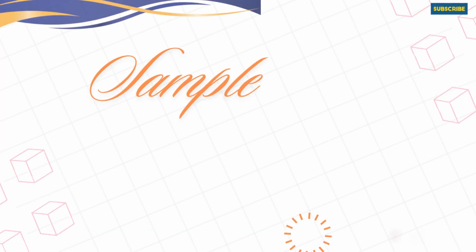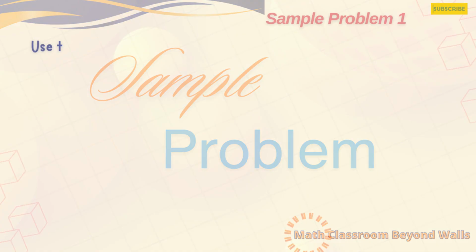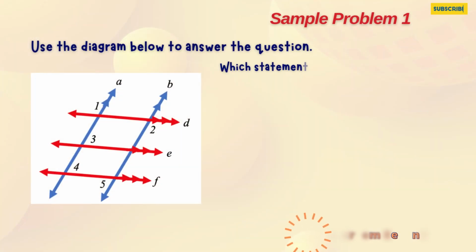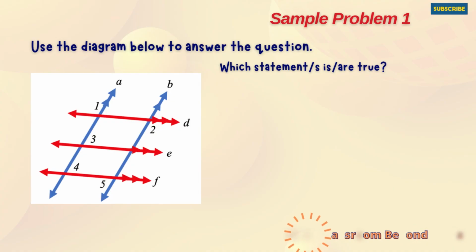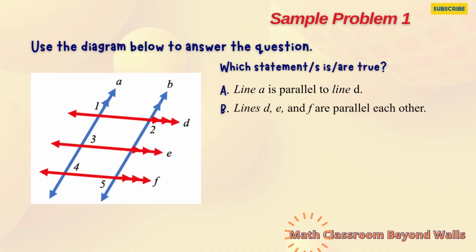Okay, let us go ahead and answer the sample problem that follows. Here's the problem. Use the diagram below to answer the question. Which statement or statements is or are true? Option A, line A is parallel to line D. Option B, lines D, E, and F are parallel to each other.